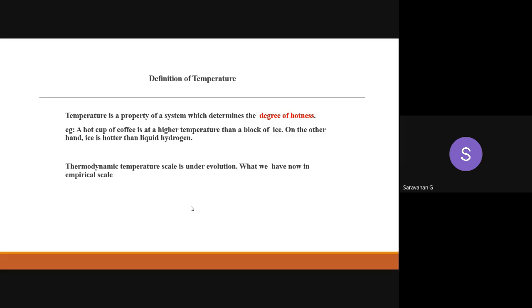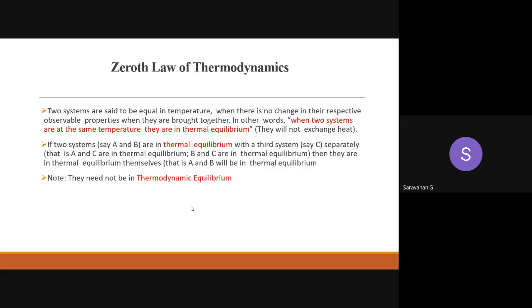The thermodynamic temperature scale is under evaluation, so what we have now is only an empirical scale. So what is the unit of temperature? Kelvin, yes. So why are we using Kelvin rather than Celsius? What is the difference? That question was asked by Dr. Vasudevan as an assignment. Do you have any idea about the absolute scale, absolute temperature?